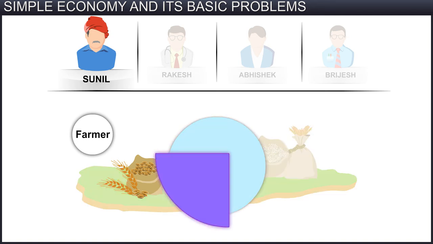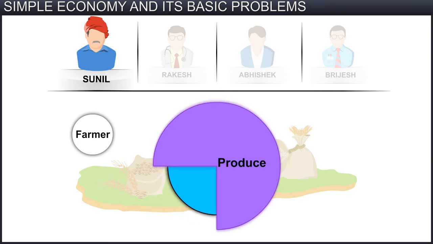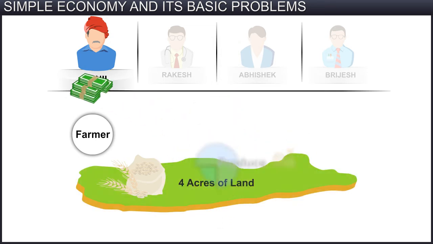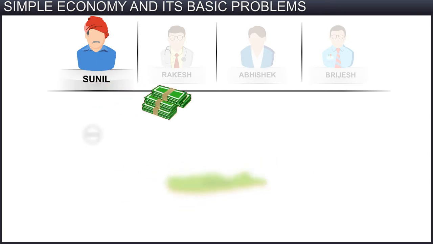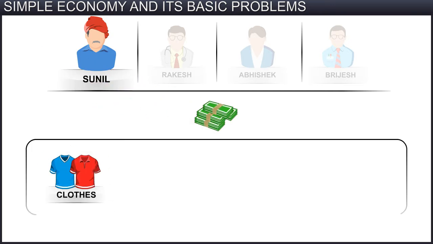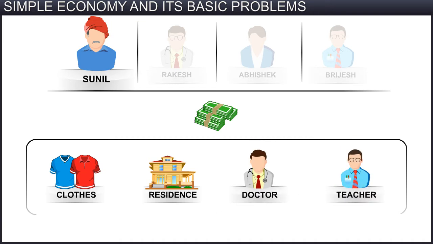A part of the produce is used for family consumption, while the surplus produce is sold in the market, which generates money for Sunil. This money is used by him to satisfy his other wants, like clothing, a residence, services of doctors, teachers, and so forth.